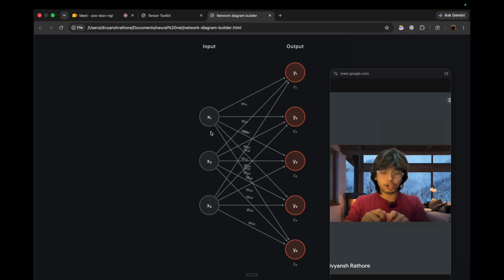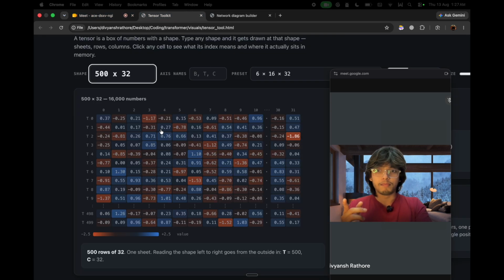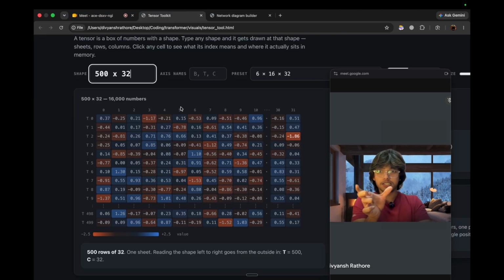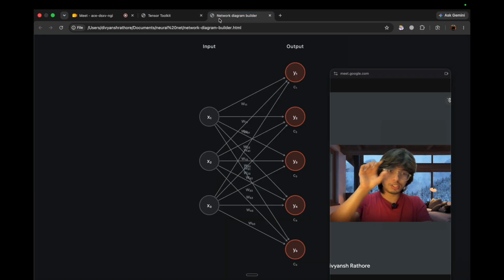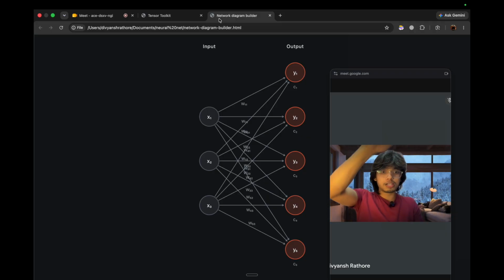I have not shown you all the 32 neurons because it would be messy. So imagine that instead of 3 we have 32 neurons in our input layer, and instead of these 5 we'll have 500 neurons in our output layer. So you get the idea now. We'll take out each word, and each word will give us 32 numbers. We'll put those 32 numbers into our neural network. Those 32 numbers act as the input here, and it will give us the output as 500 numbers.